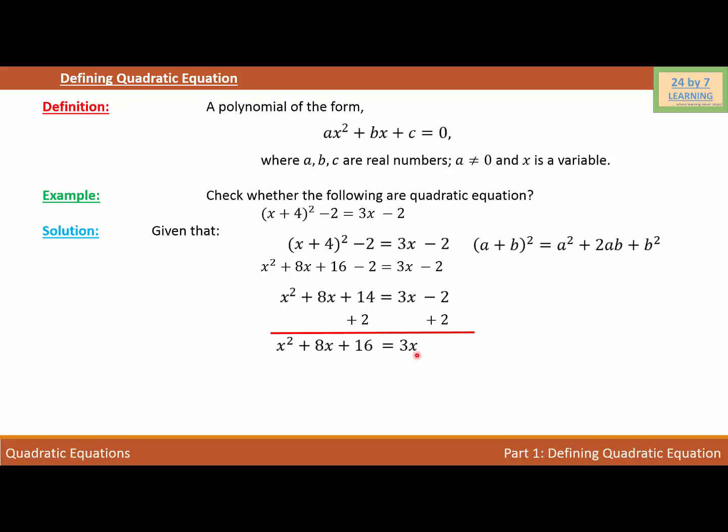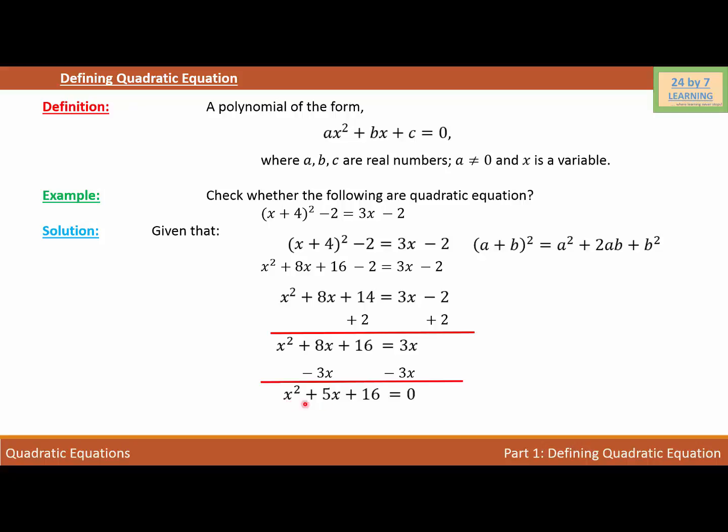Now, I would like to bring this 3x to this side. The only way I can bring this 3x to this side is by subtracting 3x from both sides. So let's subtract 3x from both sides. And if I do that, this will be cancelled out. And I will write x square plus 5x plus 16 is equal to 0, because 8x minus 3x is 5x.